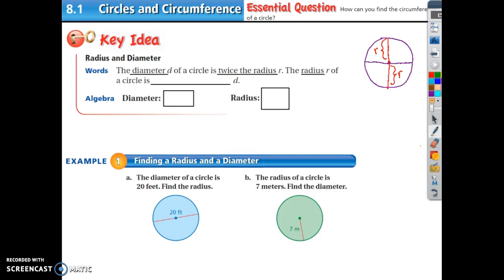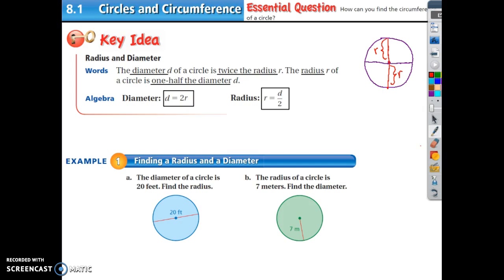It works in reverse as well. If you have the radius, we know that that's 1/2 of the diameter. If you start with the diameter, divide it by 2, you then have the radius. Algebraically speaking, the diameter is equal to 2 times r, the radius, and the radius is equal to 1/2 times the diameter, or diameter divided by 2.